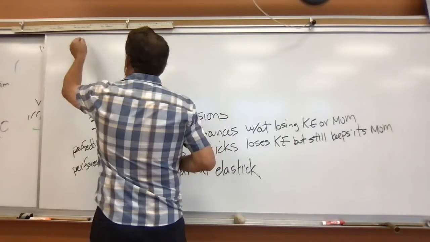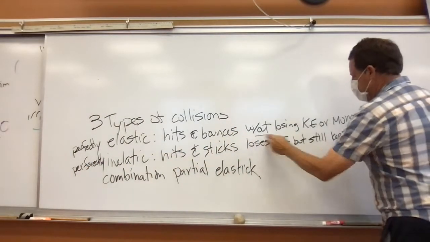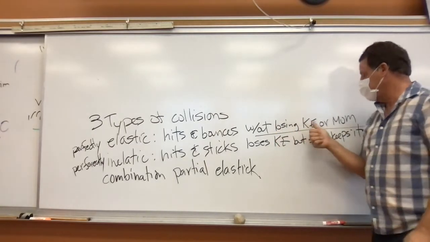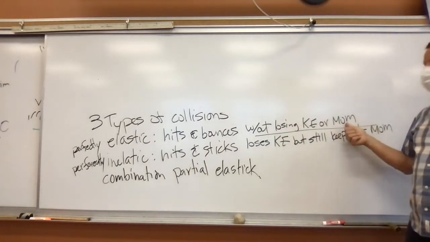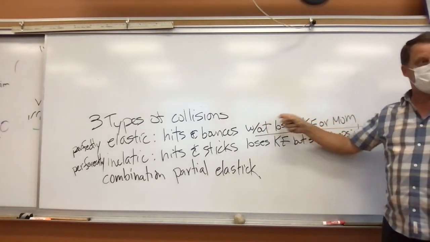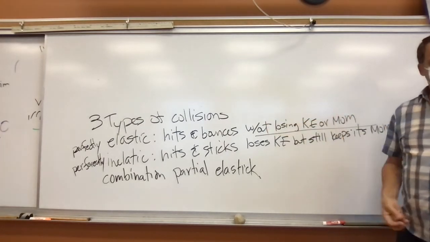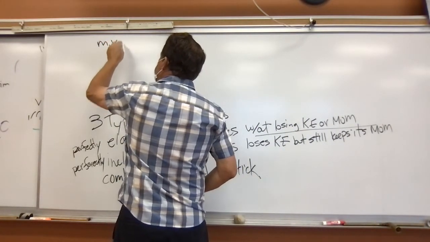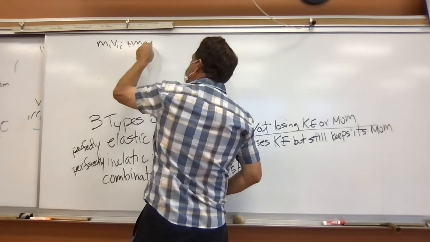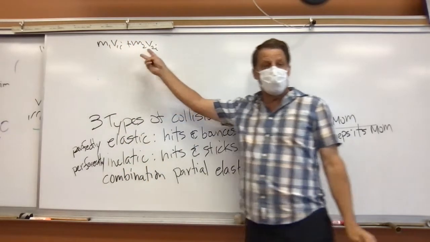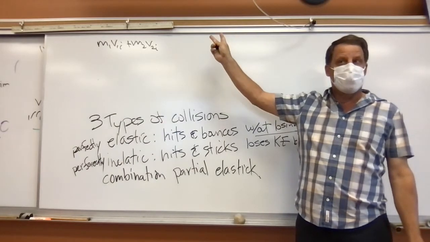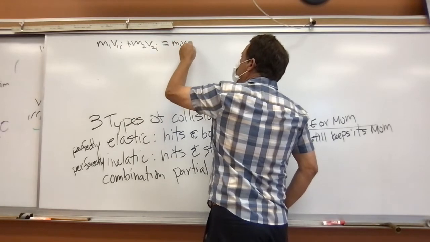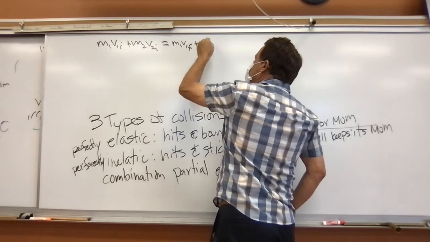In a perfectly elastic collision, we're going to conserve both kinetic energy and momentum. So if we know that M1 V1 initial plus M2 V2 initial, let's say two balls, and we're going to do some examples here in a minute, that's going to equal M1 V1 final plus M2 V2 final.